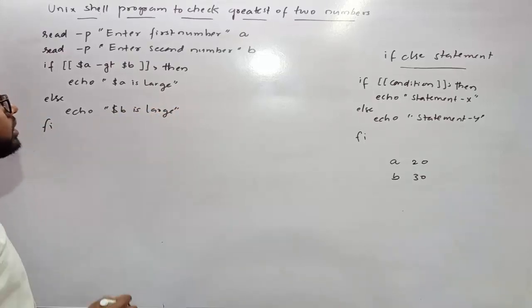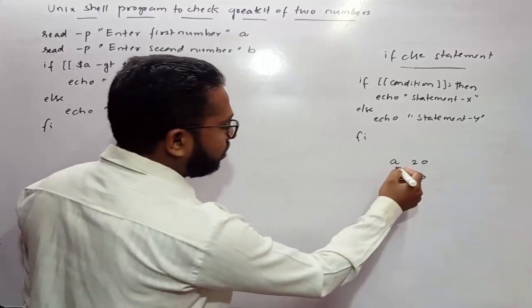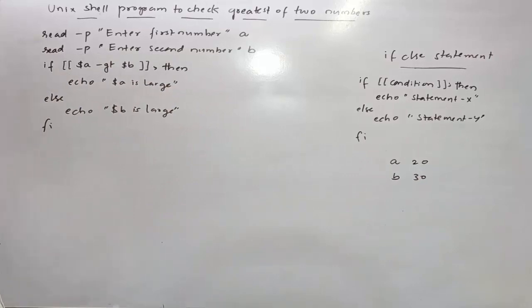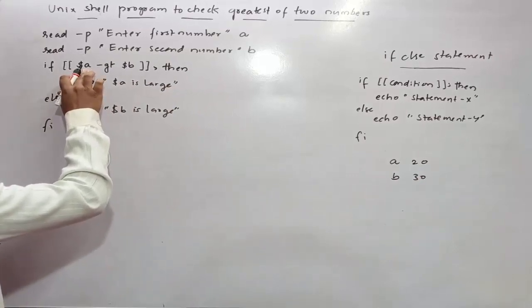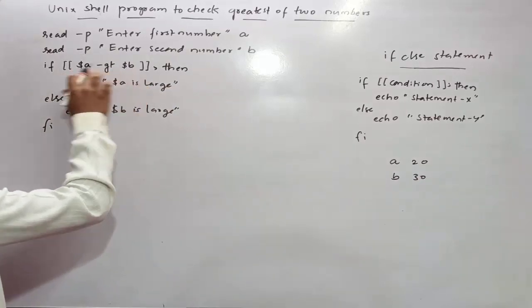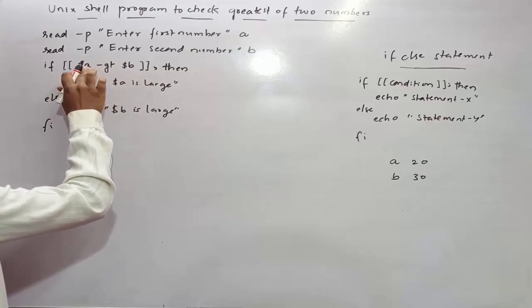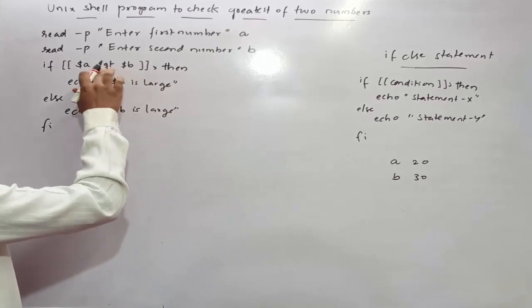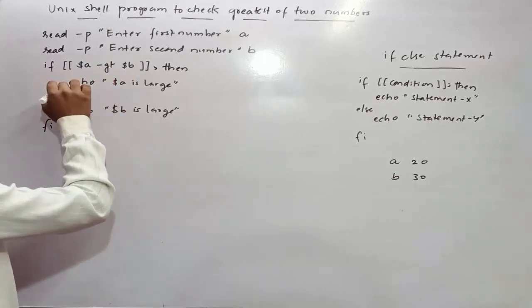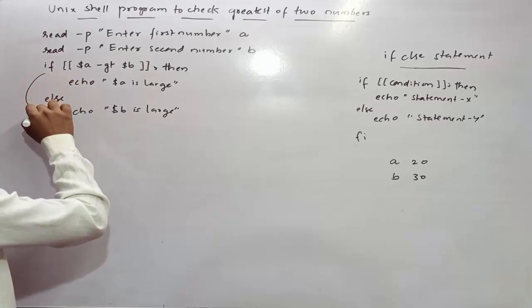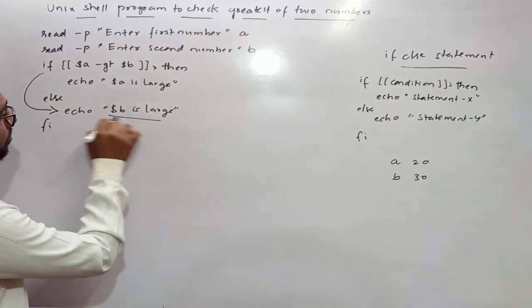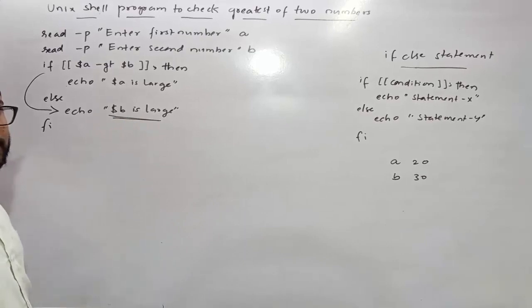So how this program works is, suppose, as I have mentioned here, the value stored inside a is 20 and b is 30. Next, those values will come here. a is having 20 and b is having 30. Then this condition gets checked. Is 20 greater than 30? No, the condition becomes false. If this condition becomes false, then control will not come inside the if. Control will go to the else part. So this "b is large" gets executed. You will get the output as 30 is large.